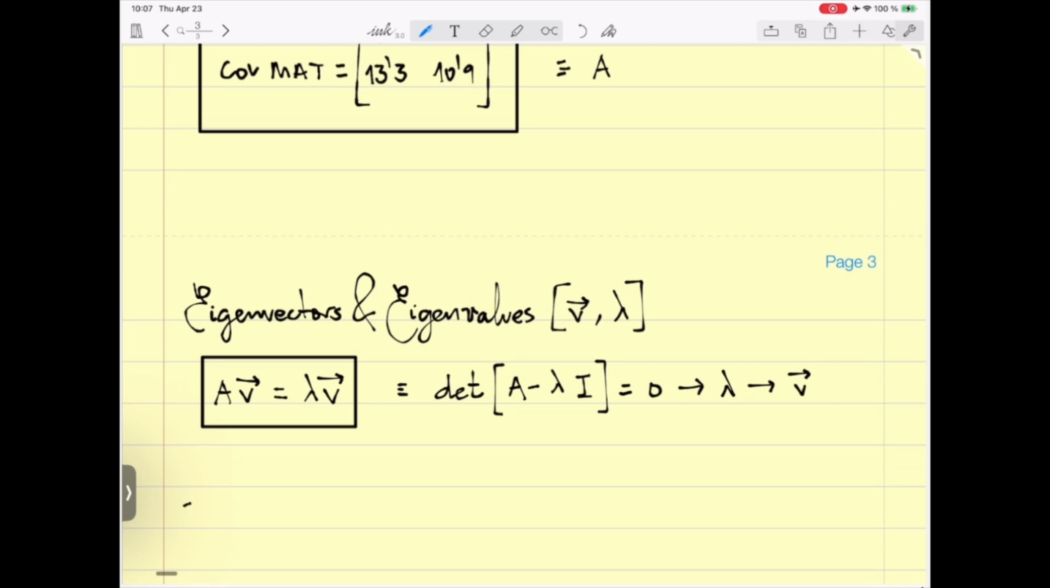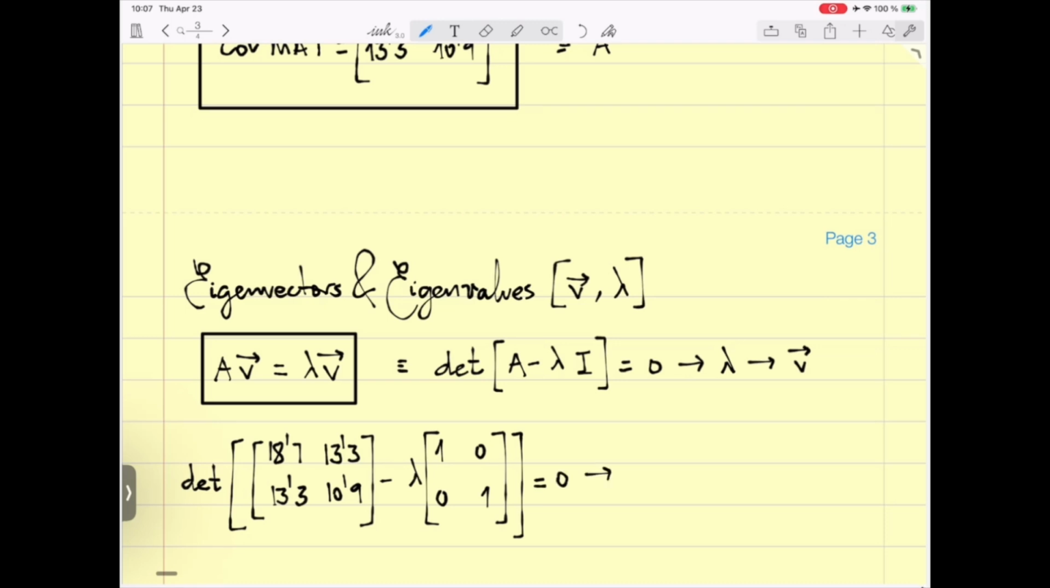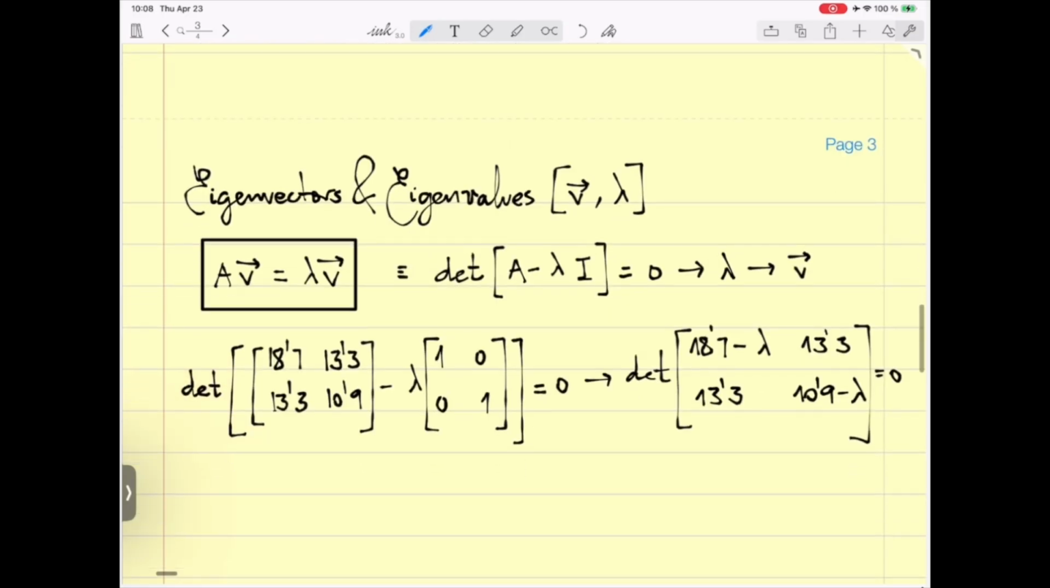So the determinant of A, we can write A again, 18.7, 13.3, 13.3, 10.9, minus lambda times the identity matrix 1, 0, 0, 1, should equal 0. So what we get is that the determinant of 18.7 minus lambda, 13.3, 13.3, and then 10.9 minus lambda equals 0. This yields 18.7 minus lambda times 10.9 minus lambda minus 13.3 square equals 0.